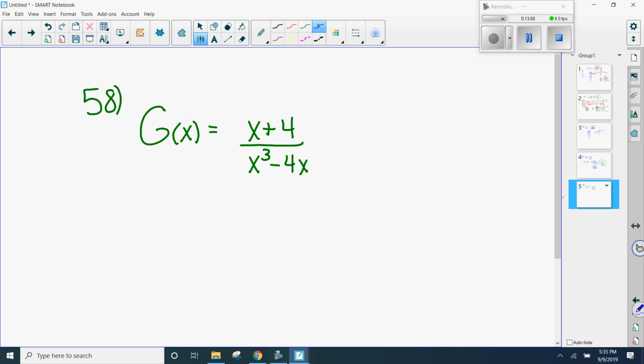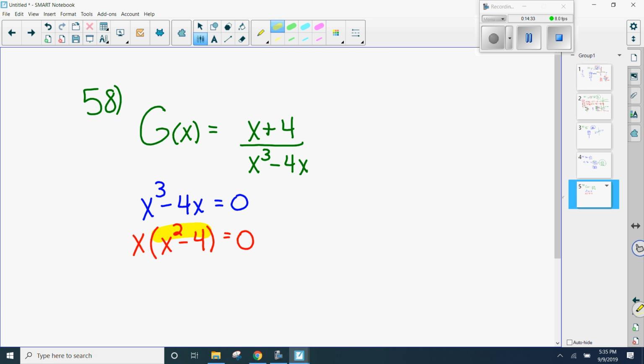Do you have a square root? No. Do you have a denominator? Yes. And that denominator cannot equal 0. So we want to look at what makes that denominator 0. What are the values that make it 0? If I go to solve a cubic like this, what you need to do is first see if you can factor anything out. You can take an x out of both terms, which leaves you with x squared minus 4.